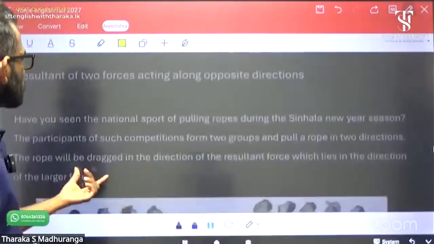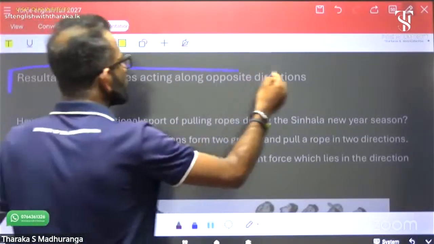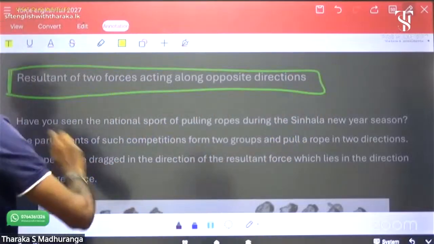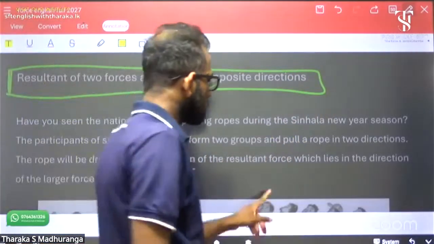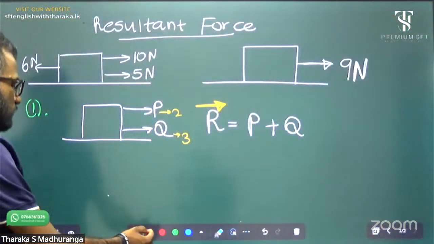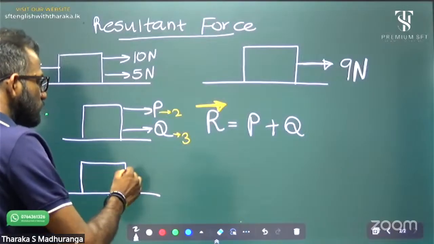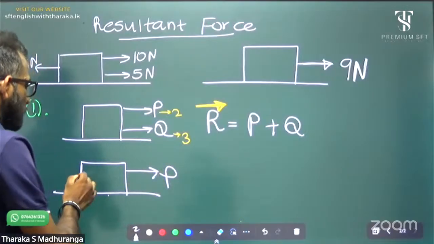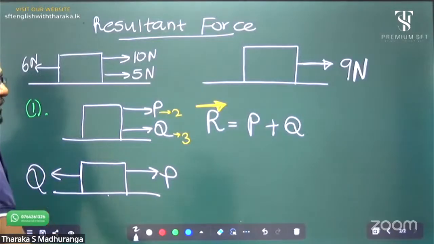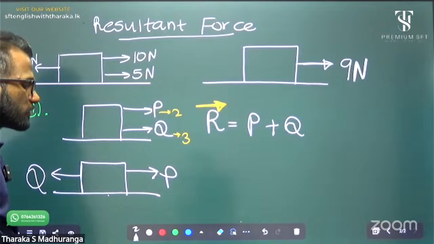So that is the resultant force. Okay, second case: the resultant force of two forces acting along opposite directions, like this. Two forces acting along opposite directions. How to get the resultant force? By subtracting. Two forces, P and Q, acting along opposite directions.